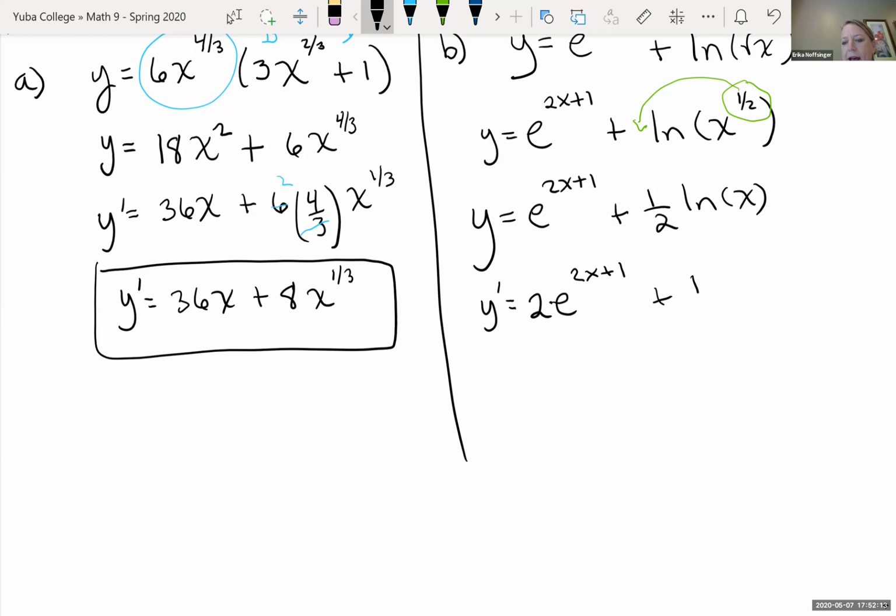Plus 1/2 times the derivative of the natural log of x. So the derivative of natural log is 1 over what you were taking the natural log of, which is x, and then times the derivative of the inside, which is just 1. And so we're pretty much done. We have the derivative is 2e to the 2x plus 1 plus 1 over 2x.